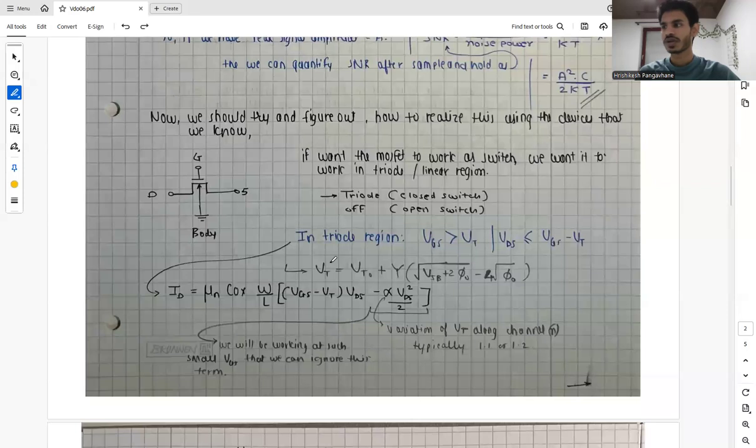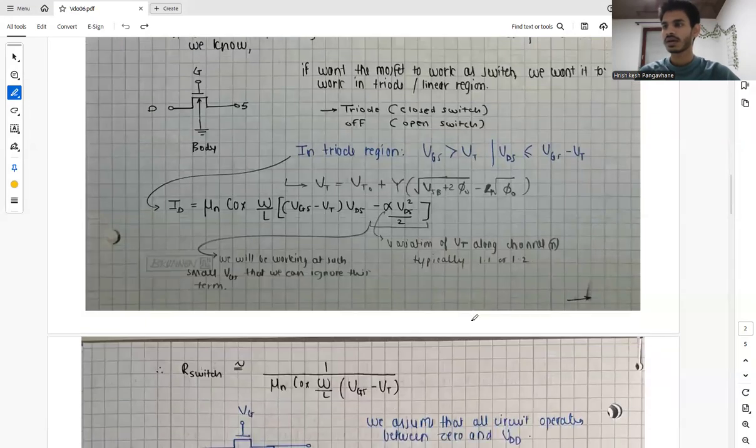Also, VT is a function of VSB, but as of now we will neglect the variation in VT because it is very small. The current in the triode region is basically given by K times VGS minus VT times VDS minus alpha VDS square by 2, where K is a constant. But this term can be neglected because we will be working at such a small VGS. Alpha is basically the variation of VT along the channel, and it is typically 1.1 or 1.2. So we will ignore this and go ahead.